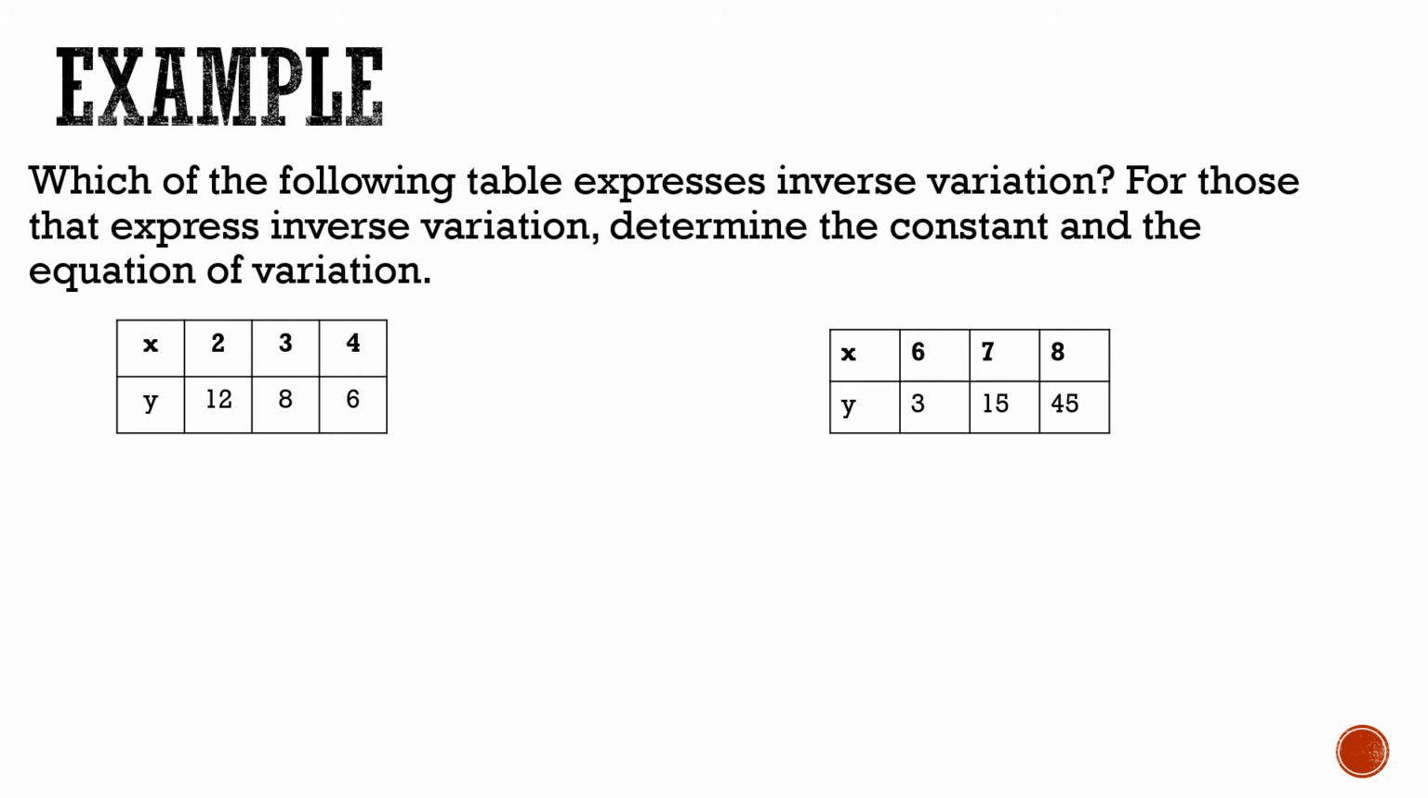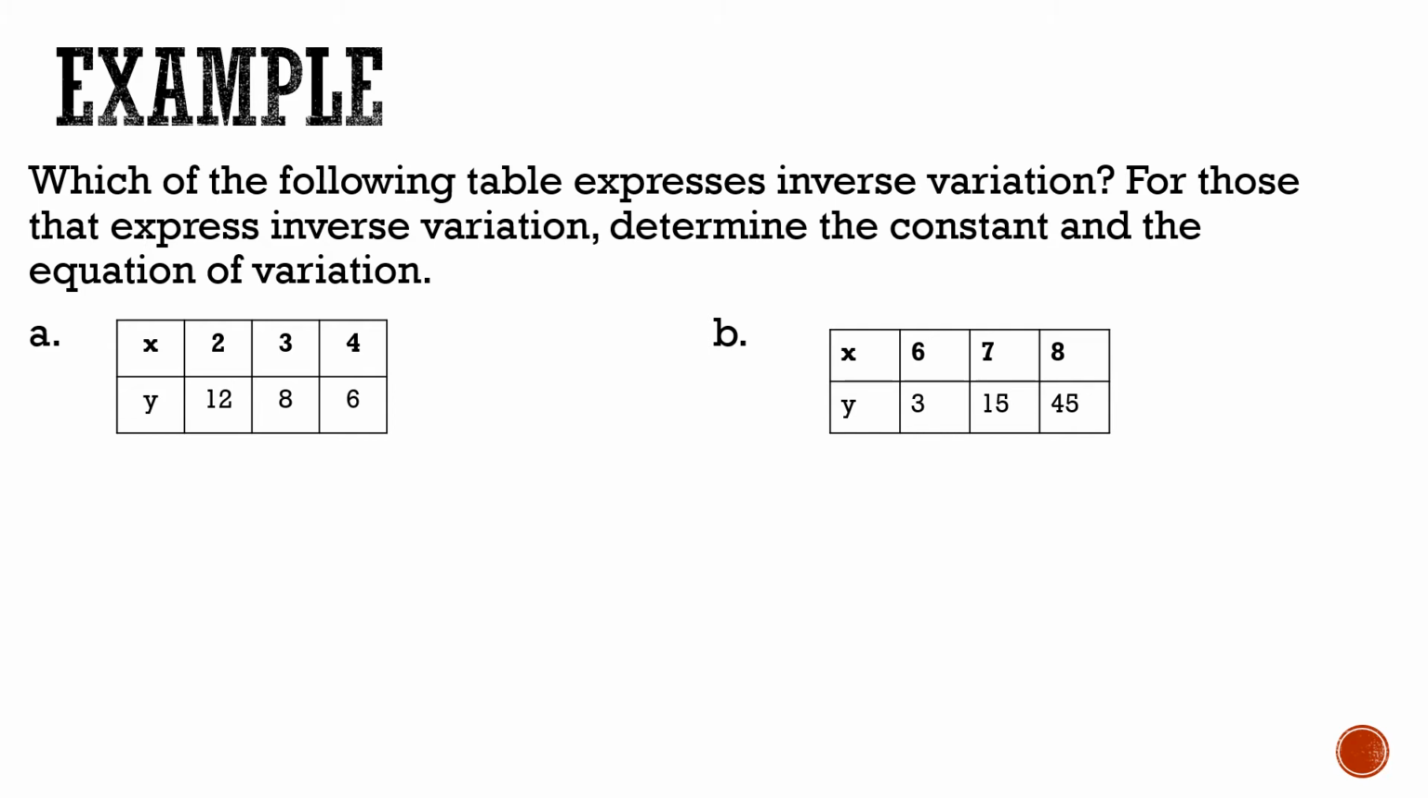Example number 3. Which of the following tables expresses inverse variation? For those that express inverse variation, determine the constant of variation and the equation of the variation. By the definition of inverse variation, as one variable increases, the other variable should decrease. Therefore, if both variables increase or decrease, it will not be an inverse variation.